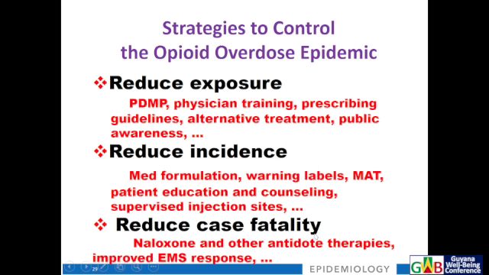And this is an example of the approaches applied to the current opiate epidemic in the United States. I listed some of the actual interventions under each of the three approaches, such as reducing exposure to this particular type of injury, opiate overdose. You have the prescription drug monitoring programs and physician training, prescribing guidelines, alternative treatment, public awareness, and so on.